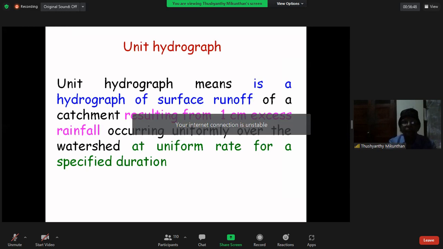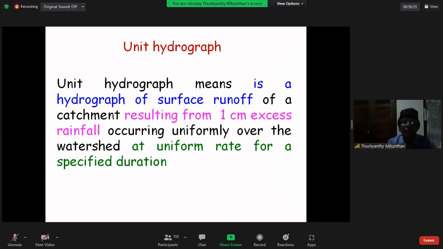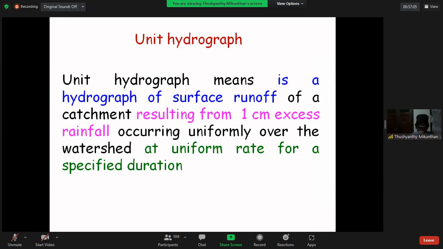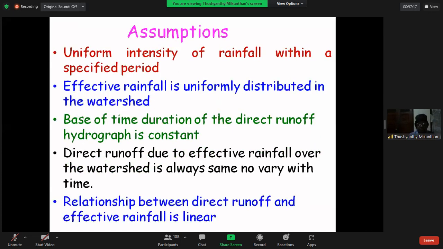The definition of unit hydrograph: the surface runoff resulting from 1 centimeter of excess rainfall occurring uniformly over the watershed. So now you can realize all the assumptions: uniform rate for a specified duration. These are the assumptions. If you know the assumptions, that is more than enough.